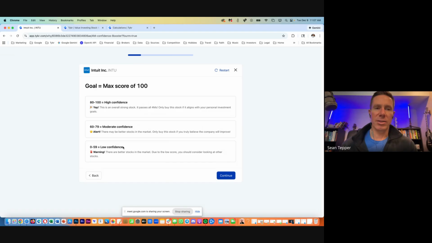So in the onboarding, if you haven't seen that, what we teach is you want to buy stocks that have a summary of on sale and a 4M of 80 or higher. To sell a stock is when that stock flips from on sale to watch or overpriced, and that 4M score is 59 or lower.